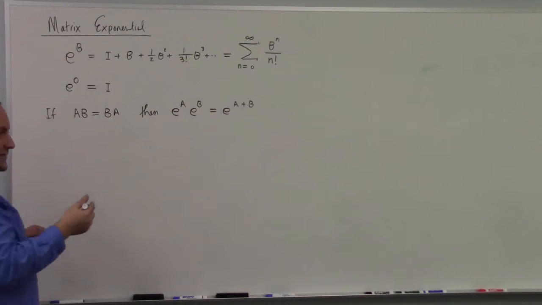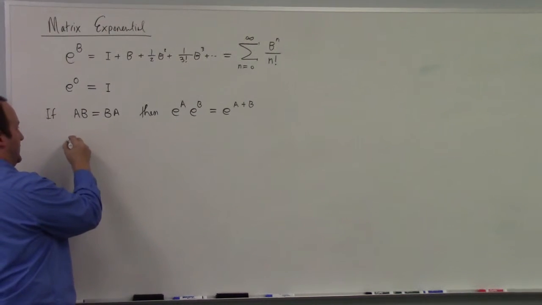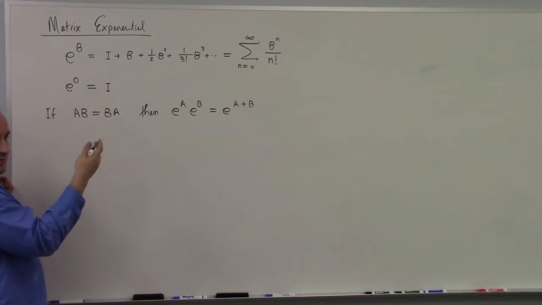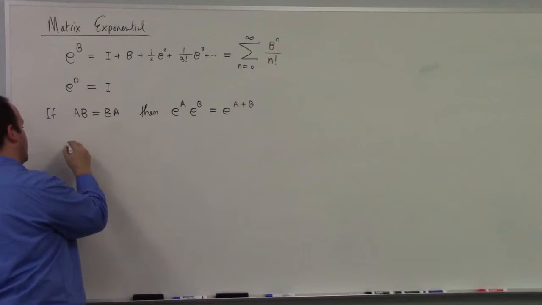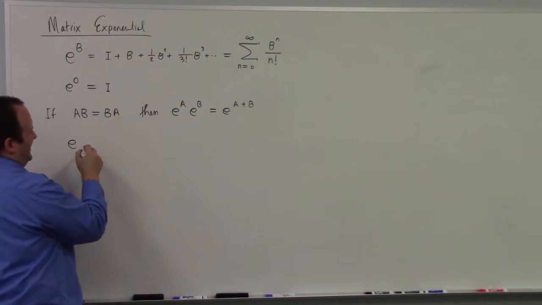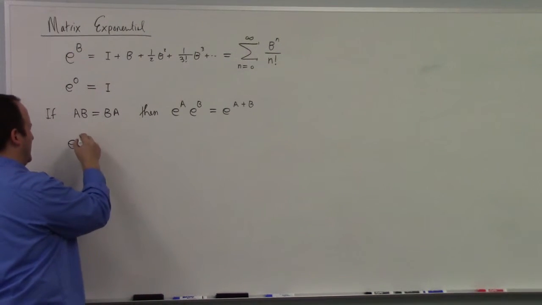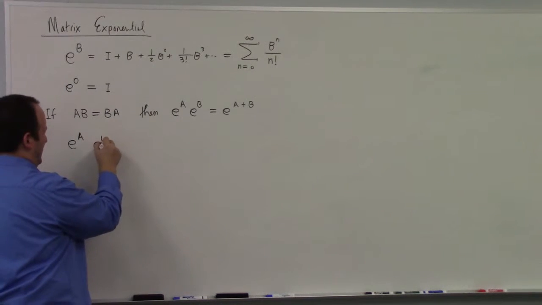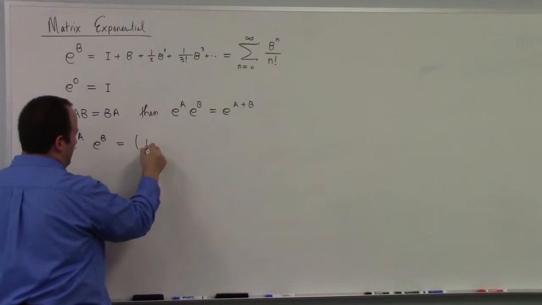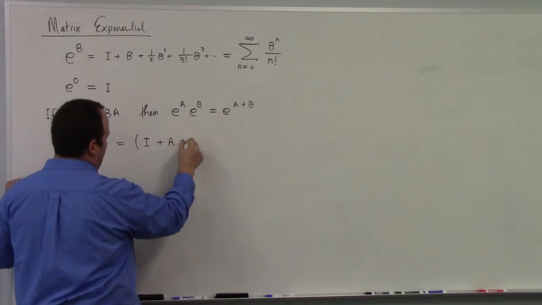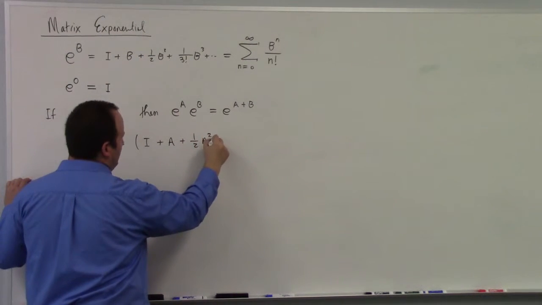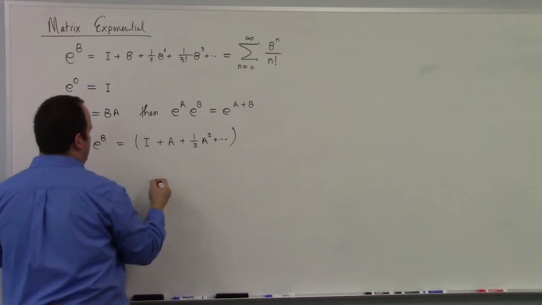Let's see how that works out, okay? So I'll do it up to a couple orders. I won't go too far. Actually, I could give you the full calculation, but let me behave and not do that. So this is I plus A plus 1/2 A squared, and I'll just do it to quadratic order. How about that?